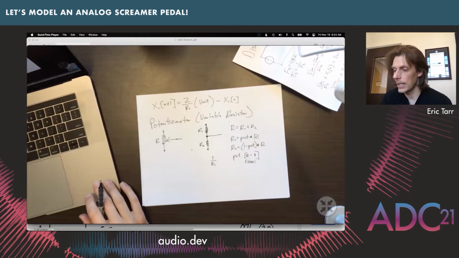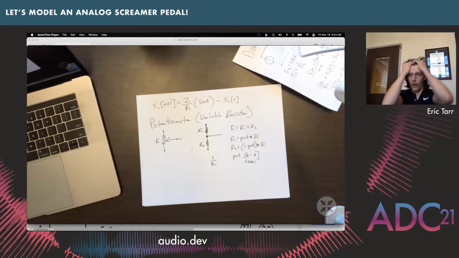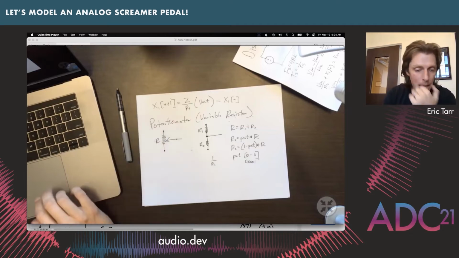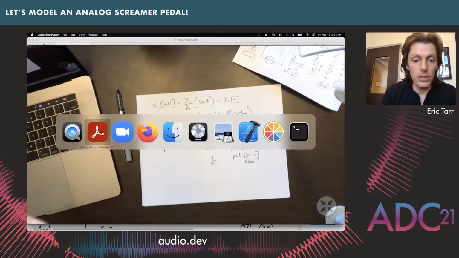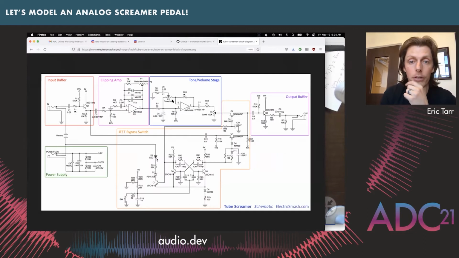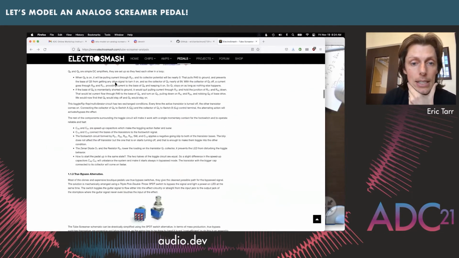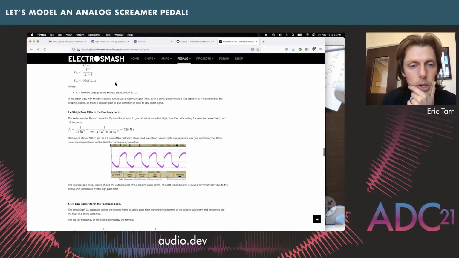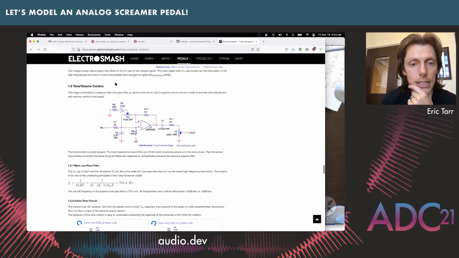So let's just use what we've got so far and jump in and start talking about our Tube Screamer schematic. We're going to focus on the one right now for the tone and volume section right here. So we go back. The nice thing about ElectroSmash is it has these things broken up into different sections that we can look at. So the one we're interested in first is this section right here for the tone and volume control.